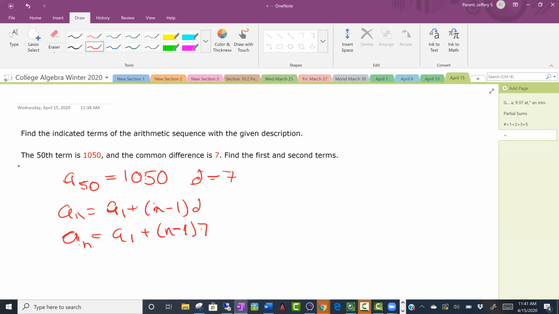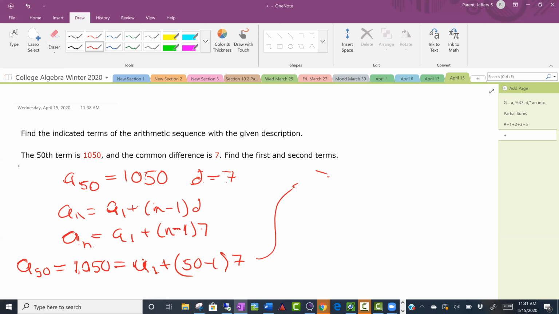Well, we know what the 50th term is. So I know a sub 50 is 1,050. And that's going to equal a sub 1 plus 50 minus 1 times 7. You agree there? Yep.